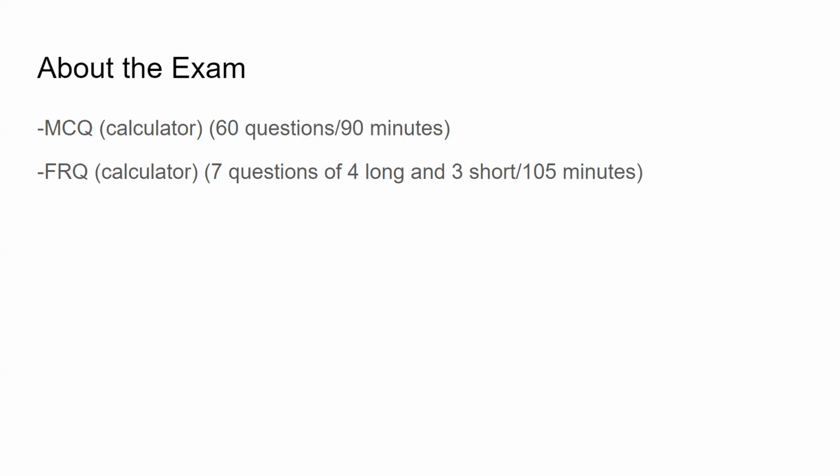The other FRQs are the 4 short FRQs, where they're going to be worth a lot less, but they still have A, B, C, D for the subsections. Sometimes they do have A, B, C, but it's usually A, B, C, and D. And the FRQ is going to last around 105 minutes, which is equivalent to 1 hour and 45 minutes.